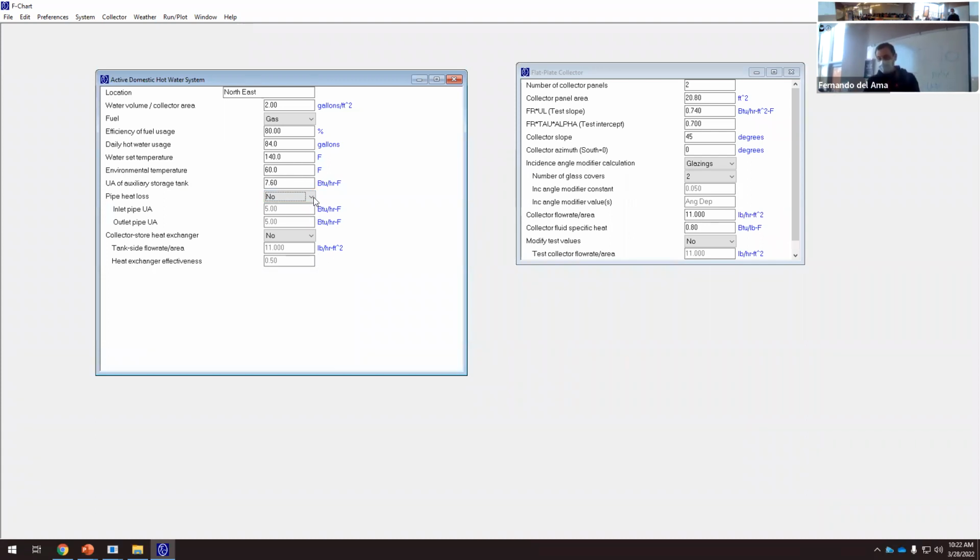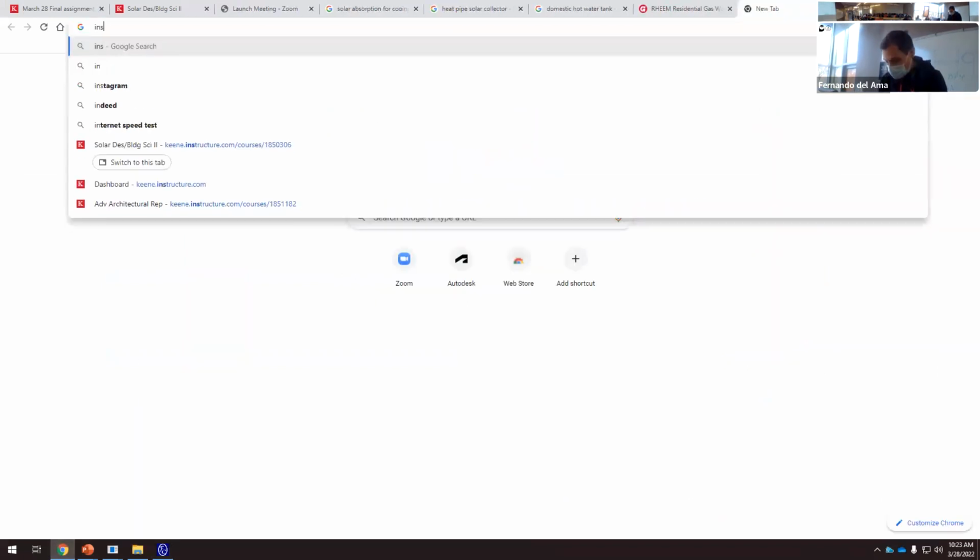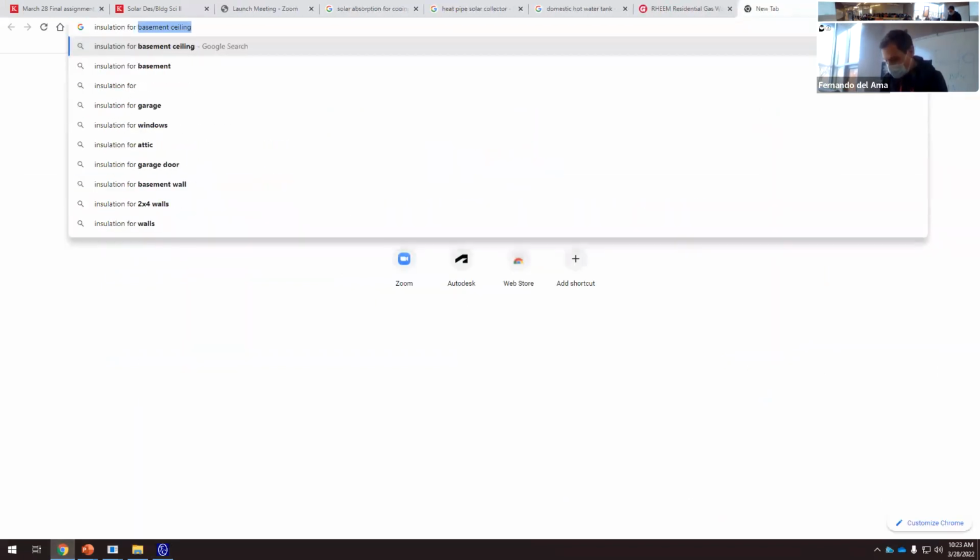If we select yes, then we need information for the inlet and the outlet pipe. And this is the UA. So again, we need to know the U value, and then we need to know the area of the pipe. That makes life more complicated. Do we have insulation for pipes?